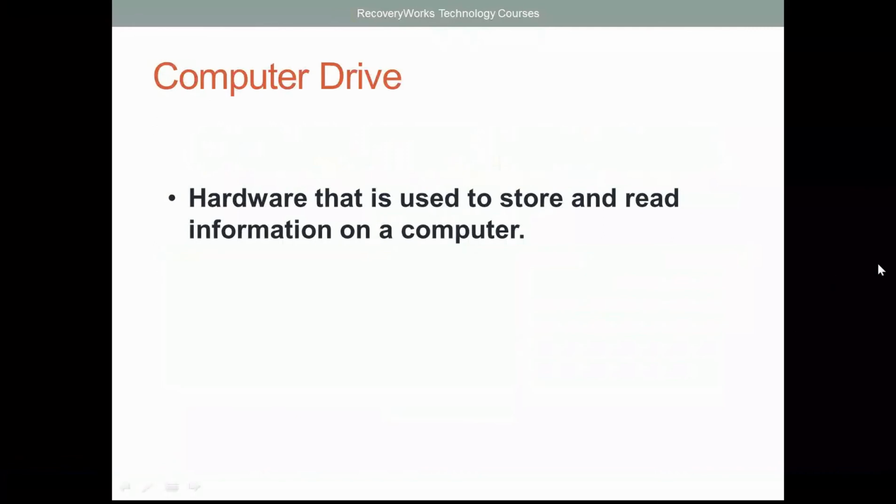You may remember from Computer Newbies that hardware is any part of your computer that has physical structure, such as your keyboard or your mouse. Hardware also includes the internal parts of a computer, like a computer drive. A computer drive is hardware that is used to store and read information on a computer. So when you create a file, such as a letter on a computer, if you want to use that letter again or edit that letter again, you would need to save it to a computer drive.